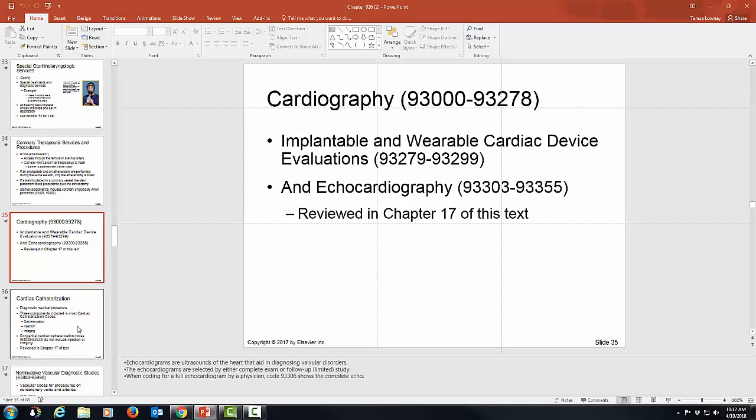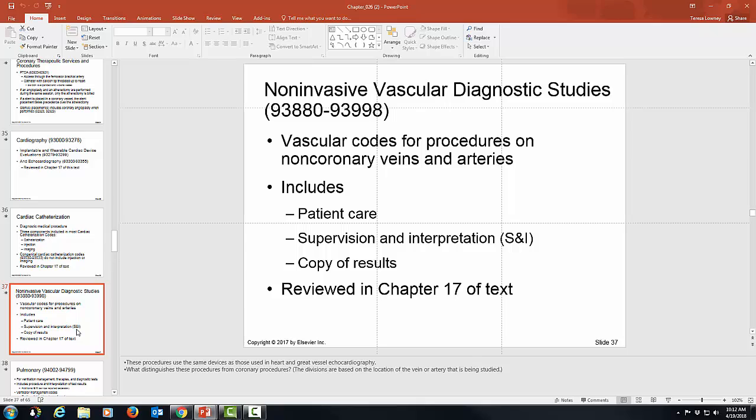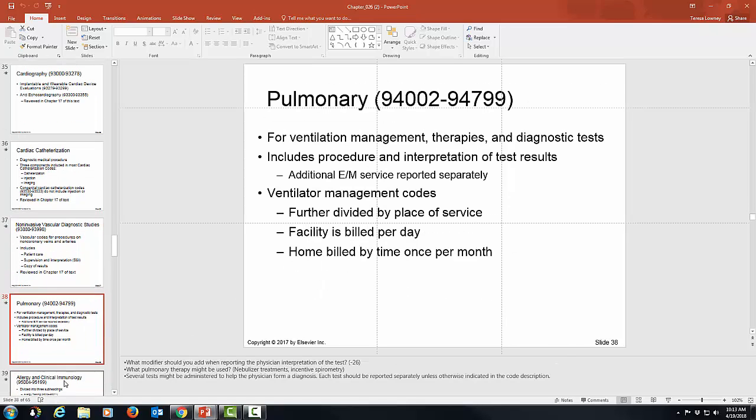There's coronary therapeutic services and procedures, so your PTCA, all of these things we talked about in cardiology, so just scan through all of those. And there's your cardiac cath code again, and we've talked about all of that before. We do have some non-invasive vascular diagnostic studies that would come into this, but review those all in your chapter 17 where we already talked about them. Pulmonary, there's some ventilation codes, as I said, some management codes are in this section.